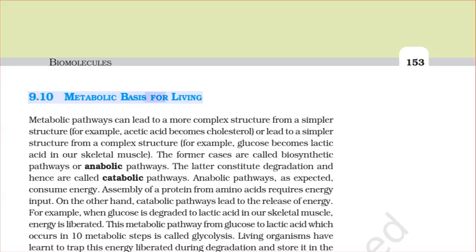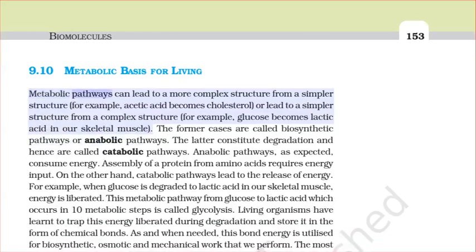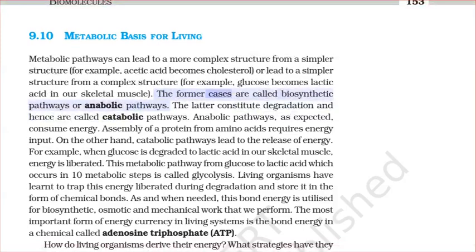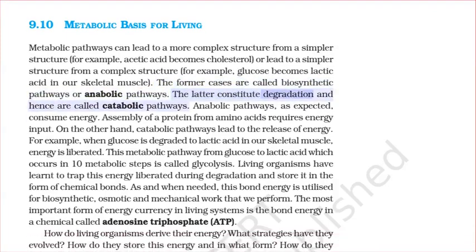9.10 Metabolic basis for living. Metabolic pathways can lead to a more complex structure from a simpler structure. For example, acetic acid becomes cholesterol, or lead to a simpler structure from a complex structure. For example, glucose becomes lactic acid in our skeletal muscle. The former cases are called biosynthetic pathways or anabolic pathways. The latter constitute degradation and hence are called catabolic pathways.